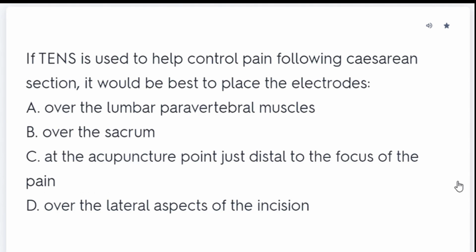If TENS is used to help control pain following cesarean section, it would be best to place the electrodes A. over the lumbar paravertebral muscles, B. over the sacrum, C. at the acupuncture point just distal to the focus of the pain, D. over the lateral aspects of the incision.